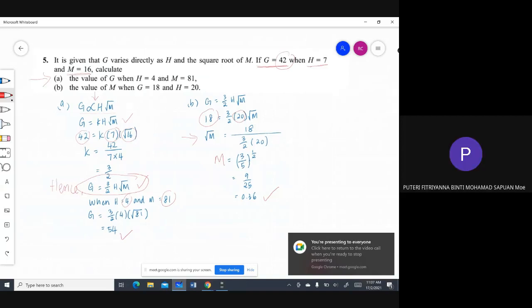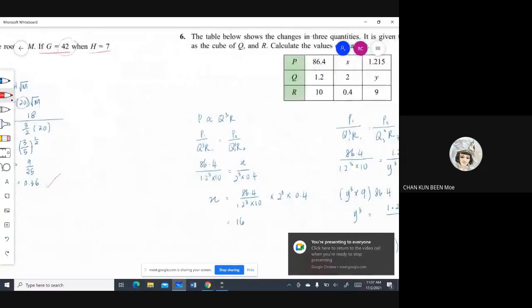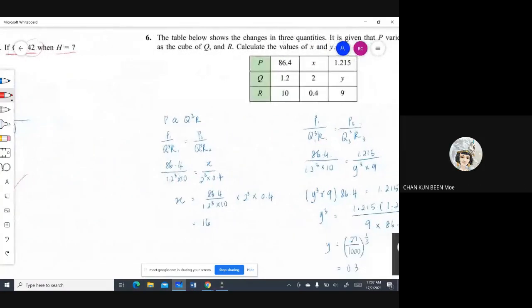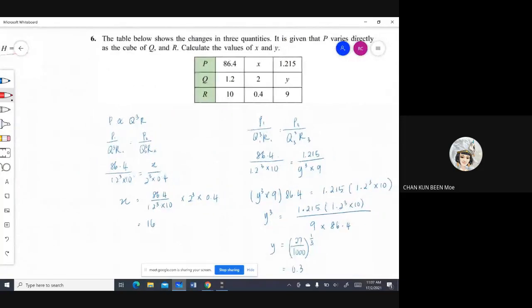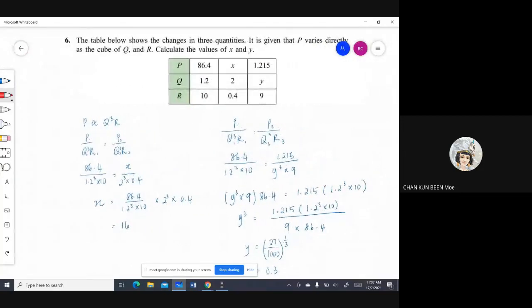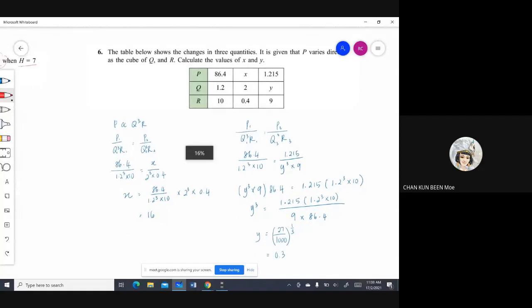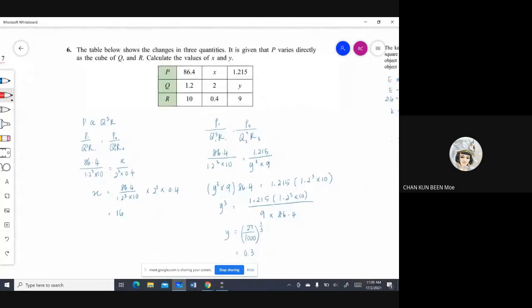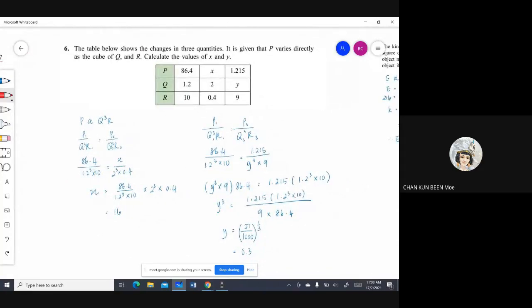So the next question that I've given to you is question number 6. Okay, the table below shows the changes in 3 quantities. It is given that P varies directly as the cube of Q and R. So this is the relation. Calculate the values of X and Y. This is your X here, this is your Y here.